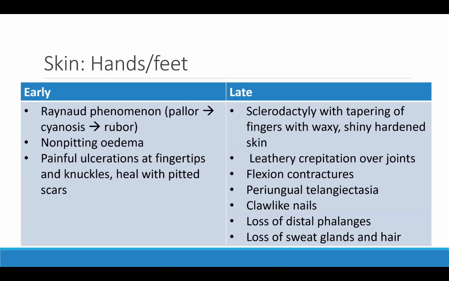Skin over the hands and feet. For early changes, you see the presence of Raynaud phenomenon, in which there's pallor followed by cyanosis and lastly rubor. They can also have non-pitting edema, as well as painful ulcerations at the fingertips and knuckles, which heal with pitted scars. Later in the course of disease, there is sclerodactyly with tapering of fingers with waxy, shiny, and hardened skin. Patients can also have leathery crepitation over the joints, flexion contractures, periungual telangiectasia, claw-like nails, loss of distal phalanges, and loss of sweat glands and hair.